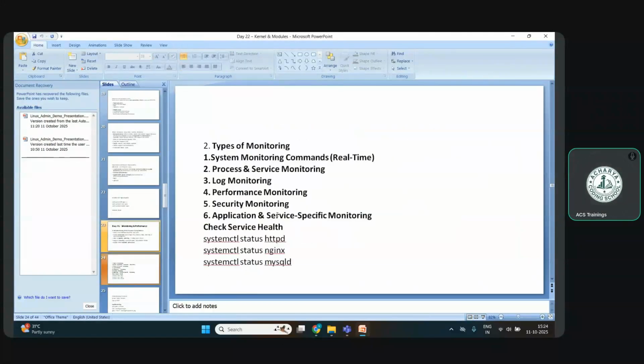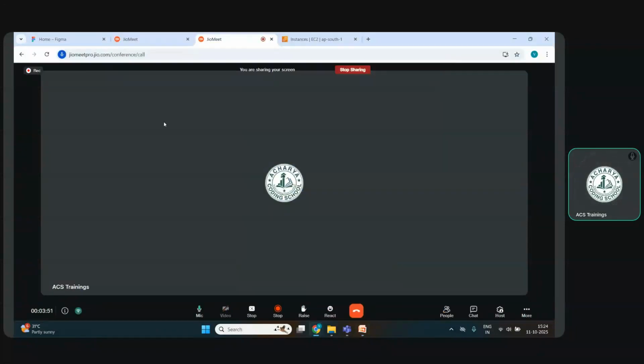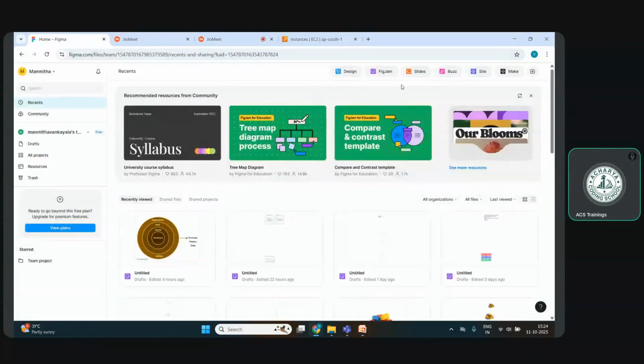We have different types of monitoring: system monitoring, process monitoring, log monitoring, performance monitoring, security monitoring, and application and service specific monitoring. We will discuss each monitoring type in detail. For example, system monitoring mainly helps us in monitoring the CPU, memory and disk. Let us write each and every type.